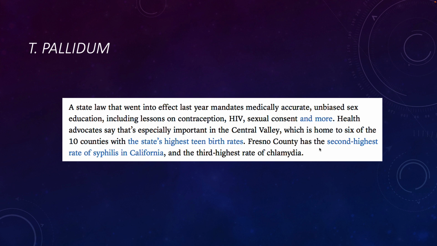A state law that went into effect last year mandates medically accurate, unbiased sex education, including lessons on contraception, HIV, sexual consent, and more. Health advocates say that's especially important in the Central Valley, which is home to 6 of the 10 counties with the state's highest teen birth rates. Fresno County has the 2nd highest rate of syphilis in California and the 3rd highest rate of chlamydia. So those of you who intend to practice in the area, once you become doctors or any sort of health professional, those are things you have to think about and be cognizant of.